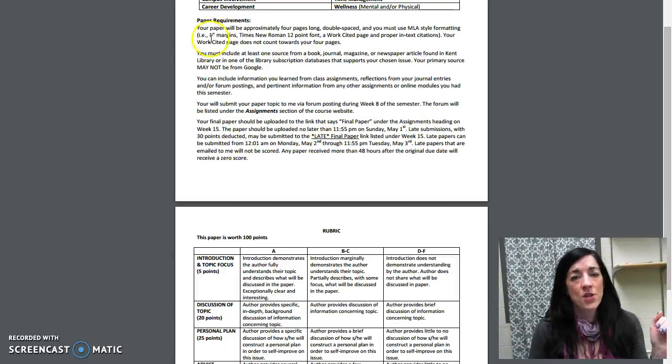I have here the information on the paper requirements. So your paper's required to be about 4 pages long. So I'm not looking at a 10-12 page research paper here, okay? 4 pages long, double-spaced. You must use MLA style formatting.